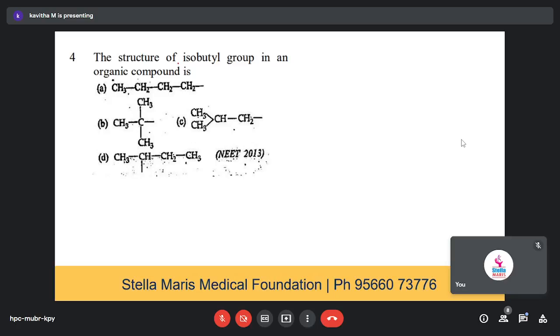And what about D? This is secondary butyl. D is secondary butyl. So the answer is C for this.